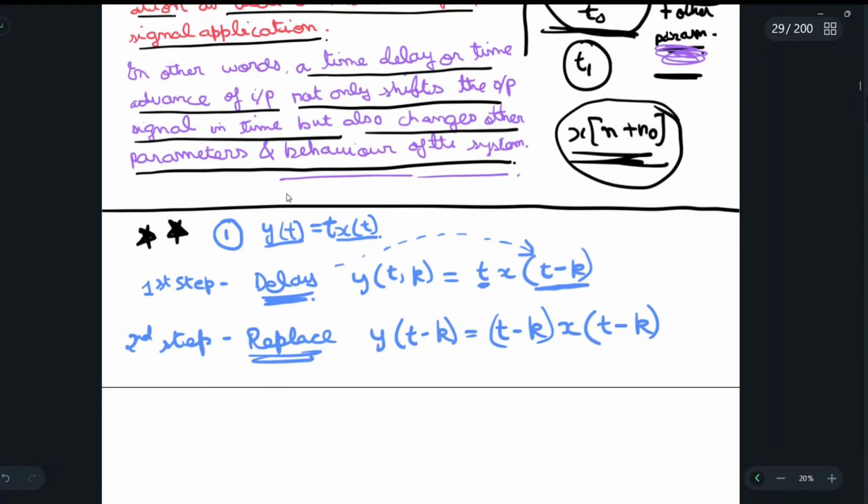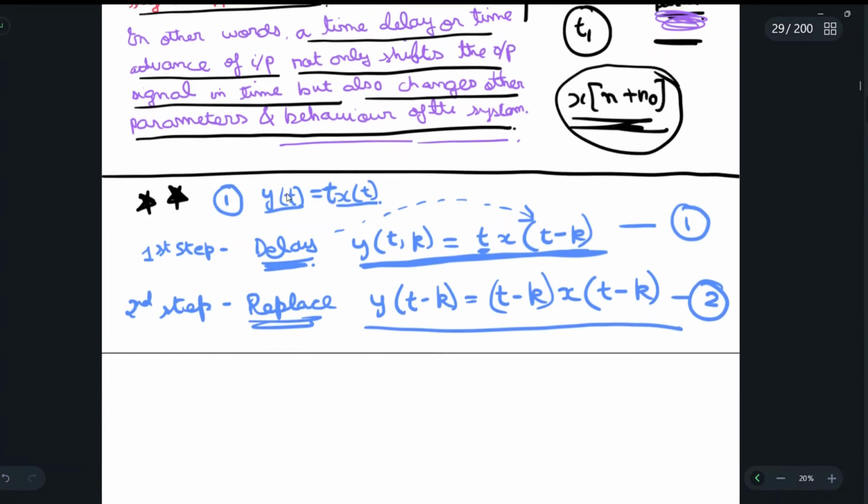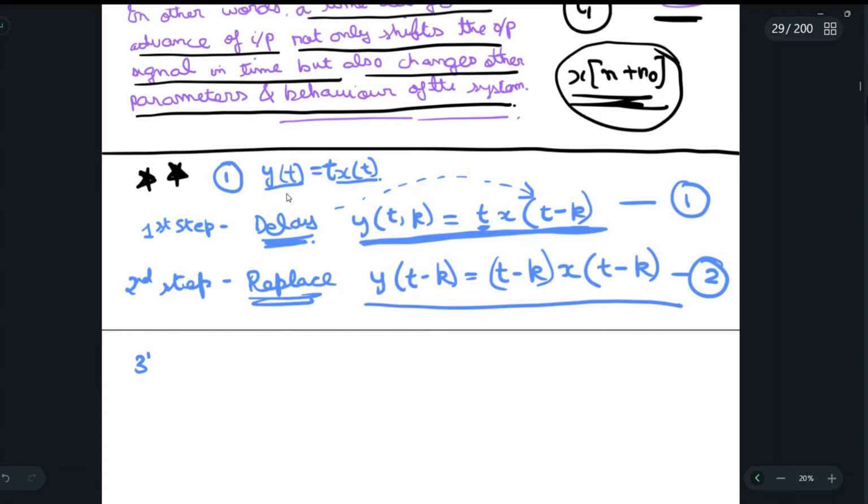So guys, this is the replace and this is delay. Both are different and you should carefully do both of them as they are different and they will give different answers. So let us say that the delay part was equation 1 and the replace part was equation number 2. So now simply the last step or the third step is we have to see whether 1 is equal to 2 or not. So 1 is not equal to 2, as you can see that we have t over here and we have t minus k over here. So we will write 1 is not equal to 2, so it is a time variant system.